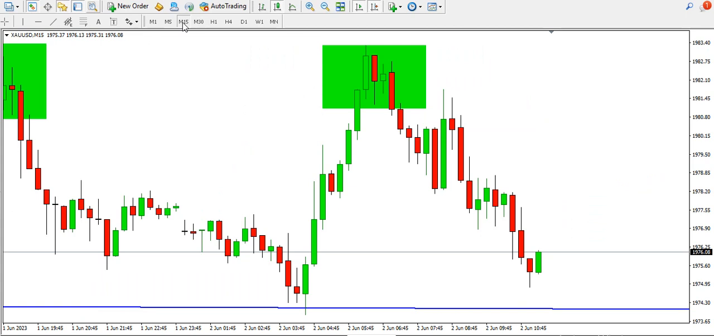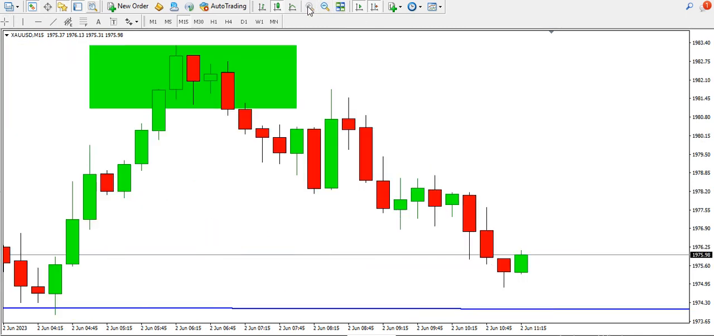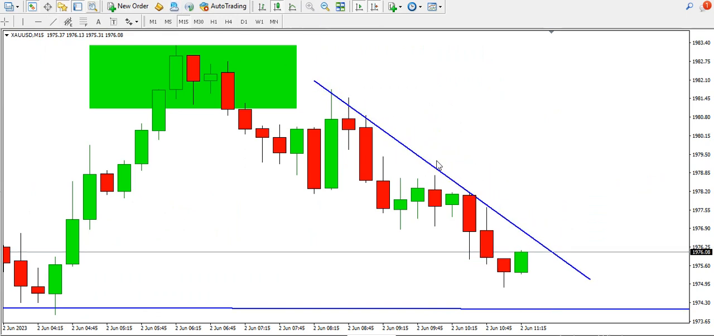On the 15 minutes time frame, you can see that the bears are trying to push price down, and the bulls are trying to make sure that price does not go beyond the 1972 level. The bulls are trying to come in, but on the 15 minutes time frame, we have a descending trend line that could serve as resistance to price. If price is able to respect this descending trend line, we might see price dropping further.